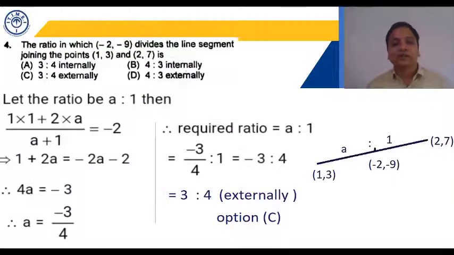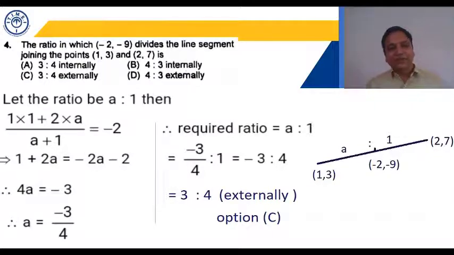I hope this is clear. If the value of A had been positive, it would be an internal division. If it is negative, it is an external division. So in this case, it is external division, 3 is to 4. The choice is C.